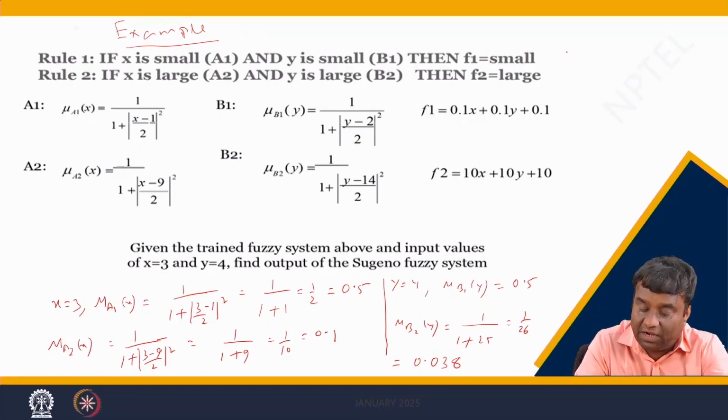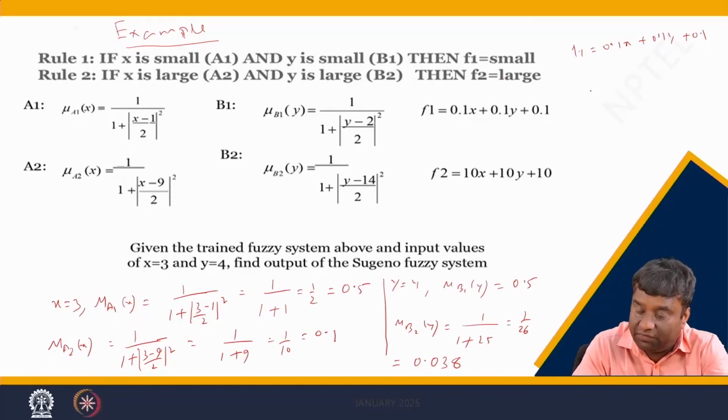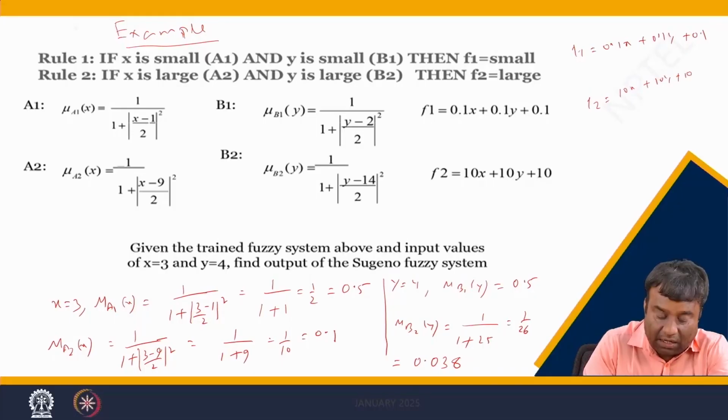So here f1 is given as 0.1x plus 0.1y plus 0.1, and if x is large, that is A2, and y is large, that is B2, then f2 is given as 10x plus 10y plus 10. Given a trained fuzzy system above and input values of x equal to 3 and y equal to 4, just find the output of the Sugeno fuzzy system.